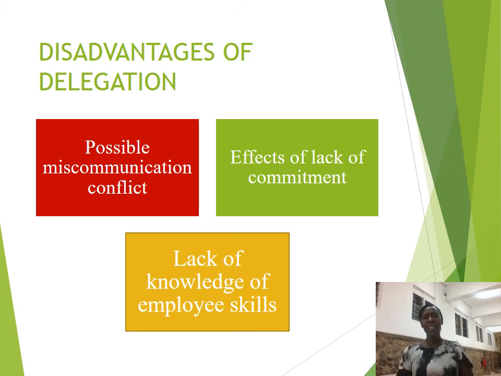Then there's lack of knowledge of employee skills. You can delegate work to a junior, but he does not have the knowledge to perform that work, and he is not telling you that he does not have that kind of knowledge. So whatever is done is not done to the end, and the result is just embarrassing. Then there is possible miscommunication and conflict. Some people just do the work, they don't report. There's no communication, so you don't know what's going on.